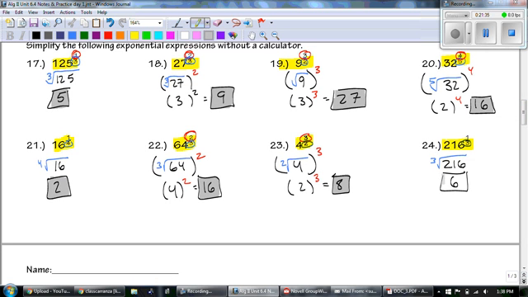Okay? So once again, guys, I know anything with the exponents and square roots and radicals, everybody flips out, but it's really not that bad. Okay? You can handle it.